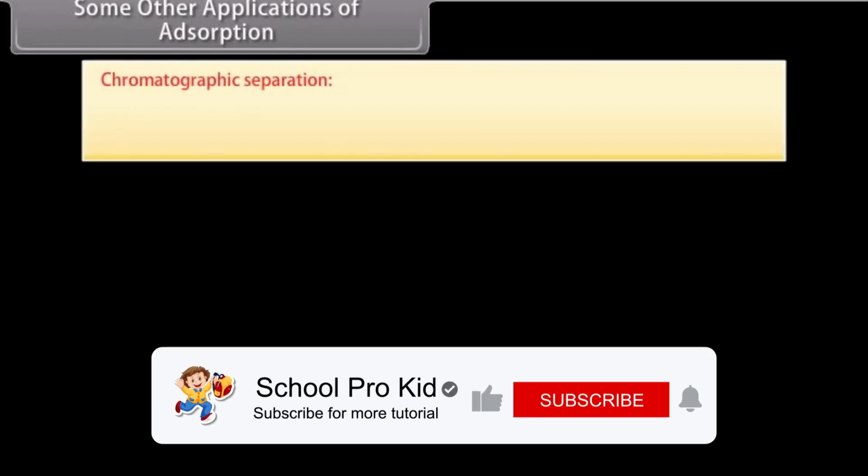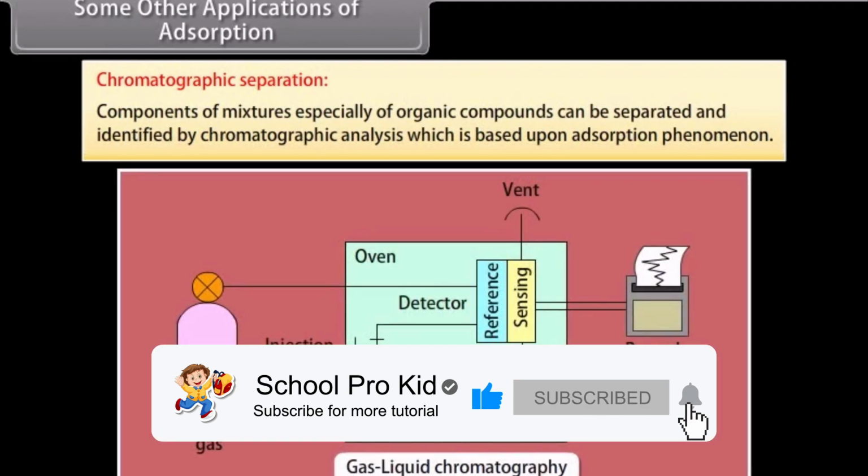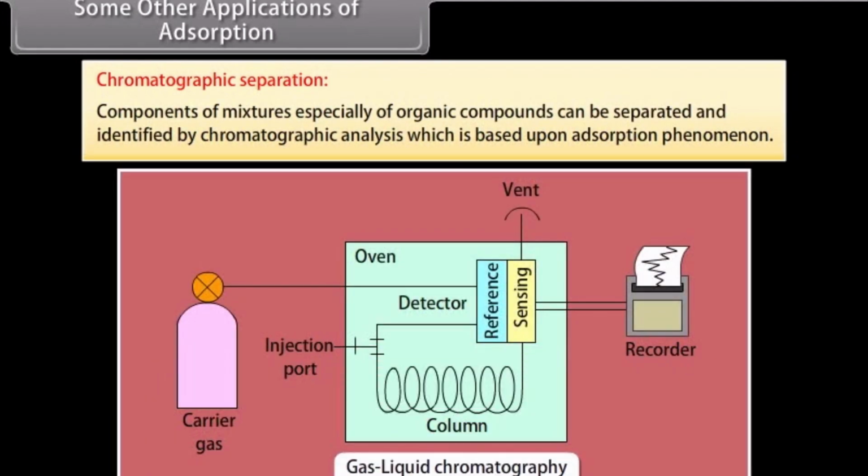Chromatographic separation. Components of mixtures, especially of organic compounds, can be separated and identified by chromatographic analysis, which is based upon the adsorption phenomenon. For example, thin layer chromatography, paper chromatography, and gas-liquid chromatography.